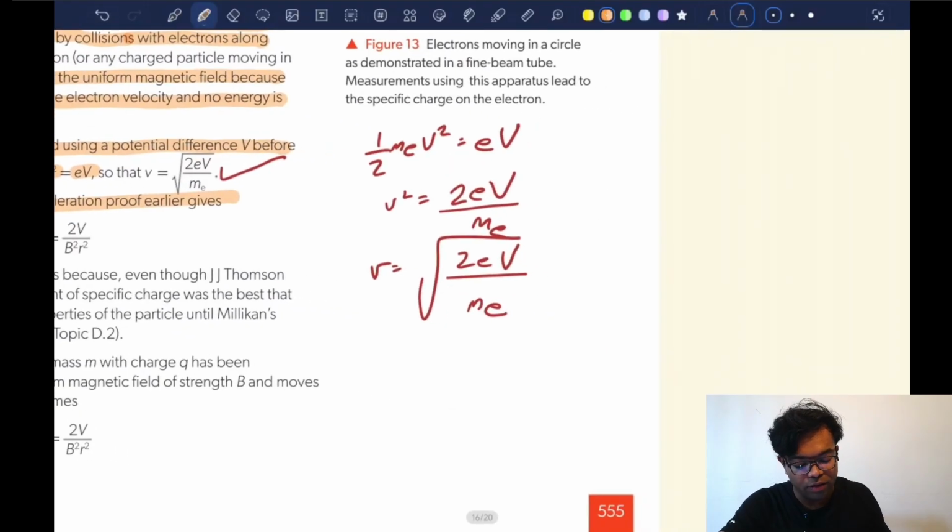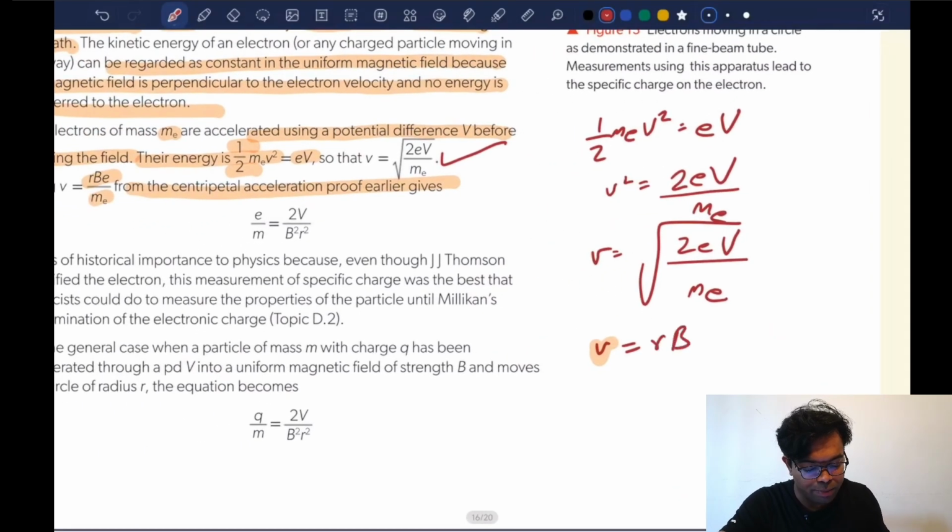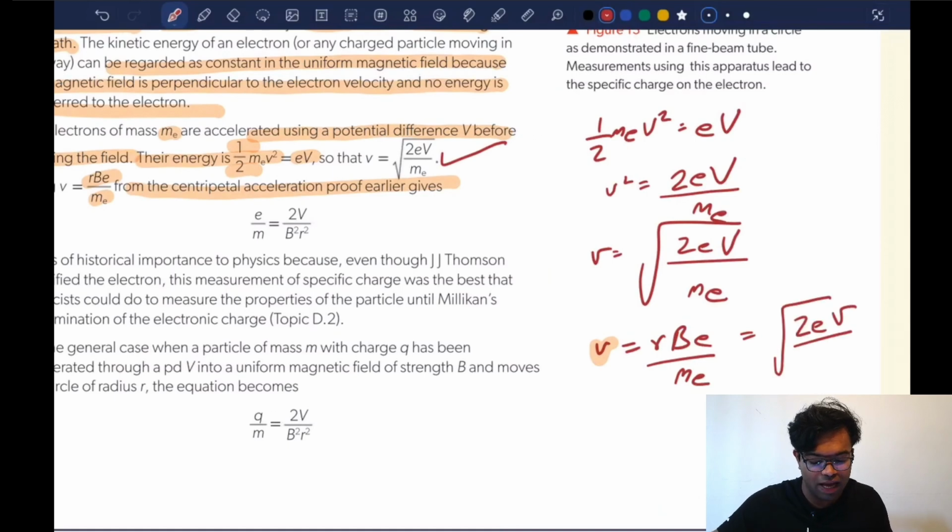We will equate both of them. So v is equal to rBe upon m_e. This is also equal to root under 2eV upon m_e. Okay, so you are squaring on both sides. So you'll have r squared B squared e squared upon m_e squared is equal to 2eV upon m_e. This gets cancelled, the square is gone.